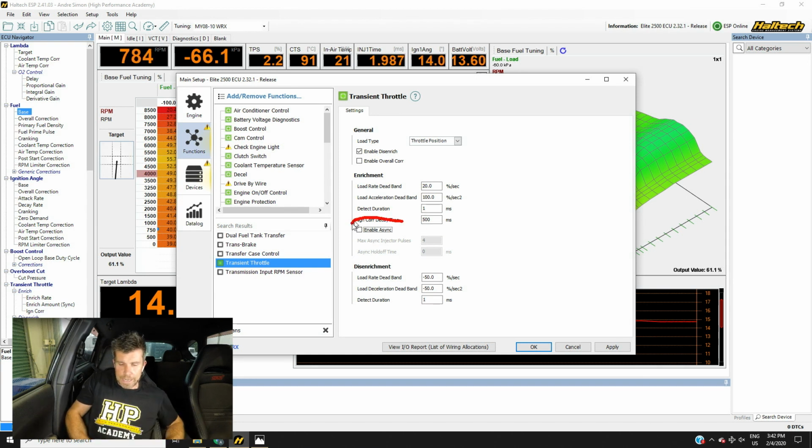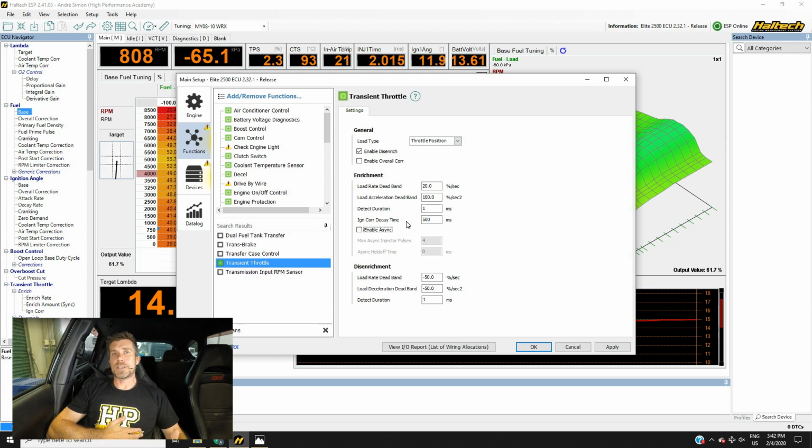Now the next aspect here, our little enable box for enable async. This is another thing that I think is probably, in my experience, peculiar to the Haltech platform. When it comes to the acceleration enrichment, there are two ways you can add it in with the Haltech platform, through either synchronous or asynchronous transient enrichment pulses. So let's break that down and explain what it means.